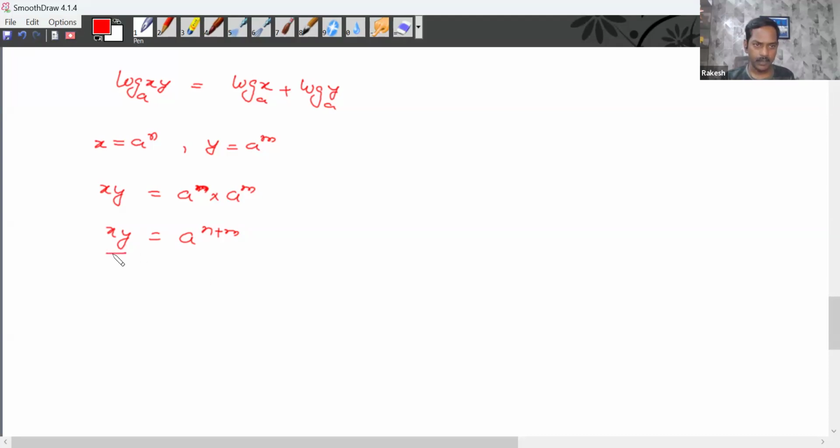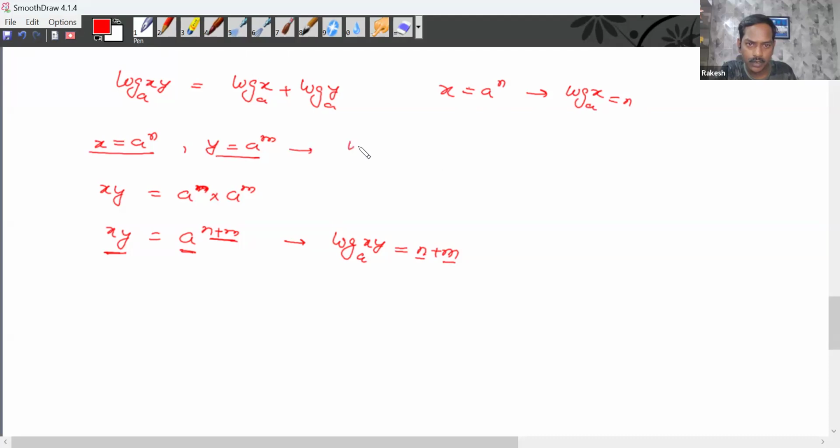So xy is a to the power this. Writing it in the form of logarithm, can I say this can be written as log of xy to the base a is nothing but the power, which is m plus n. Right? This is the power, this is the base, and this is the overall value. So log of the value to the base is nothing but equal to the power. Now the value of m and n we can replace from here. How? If x is equal to a to the power m, then we can say that log of x with base a is equal to m. Similarly, if this is given, then log of y with base a is equal to n.